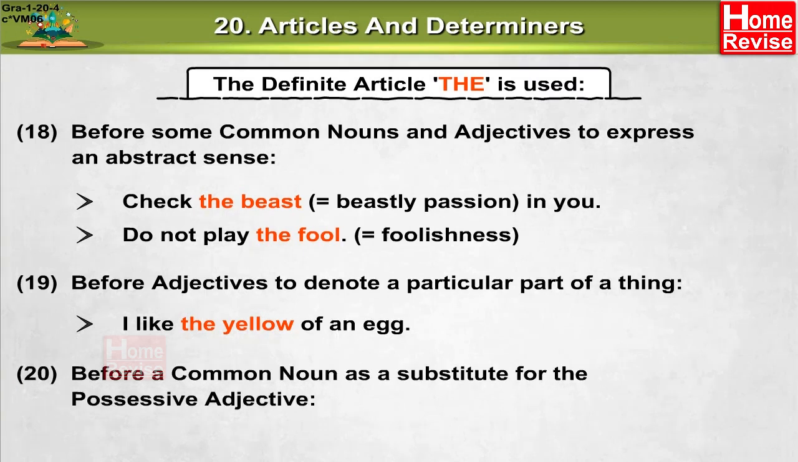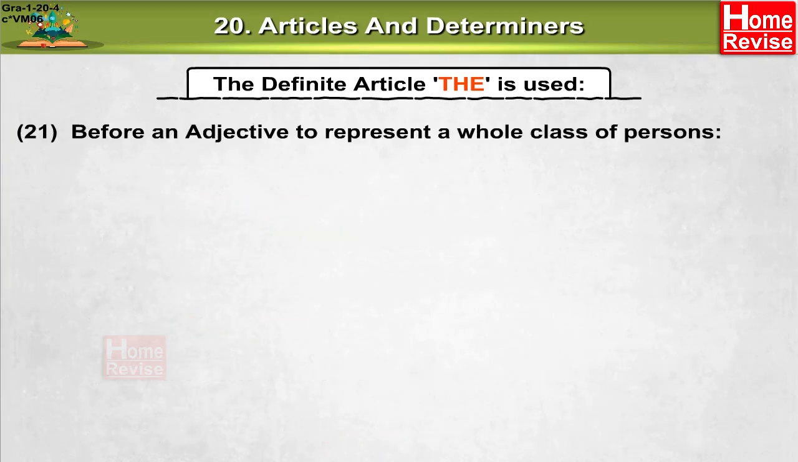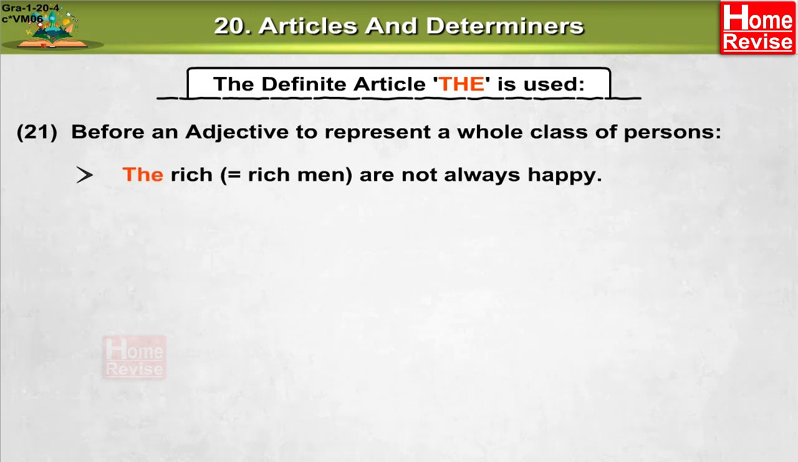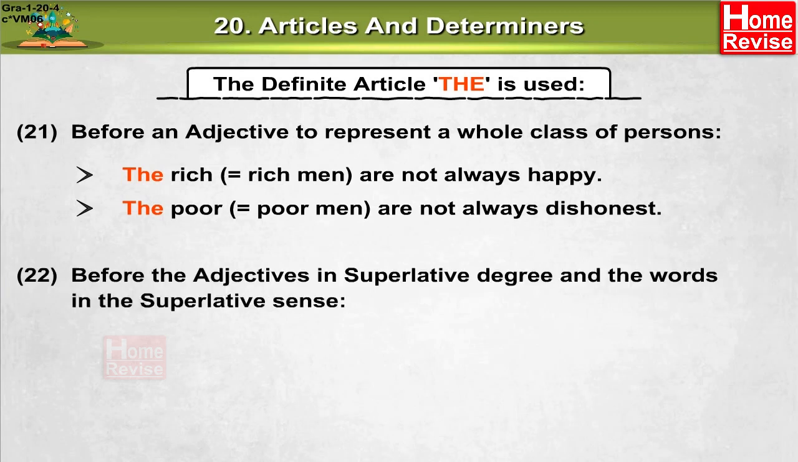20. Before a common noun as a substitute for the possessive adjective. He caught me by the arm. The here means my. 21. Before an adjective to represent a whole class of persons. The rich means rich men are not always happy. The poor means poor men are not always dishonest.